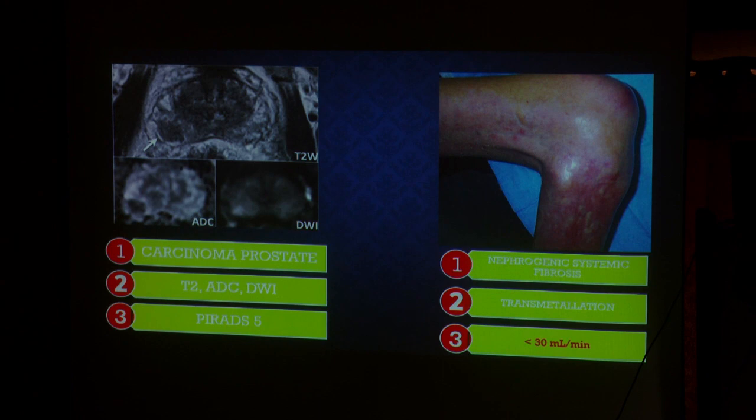Whenever the EGFR is less than 30, it is always better to avoid gadolinium based contrast agents.